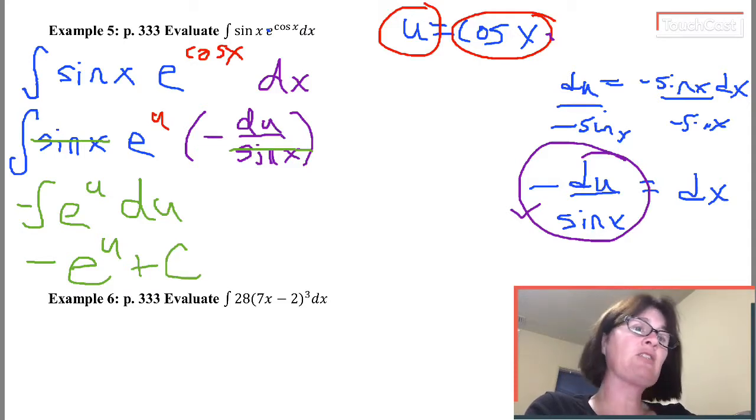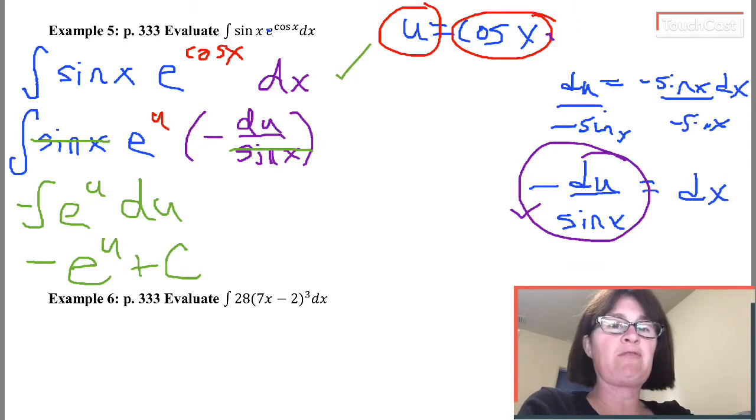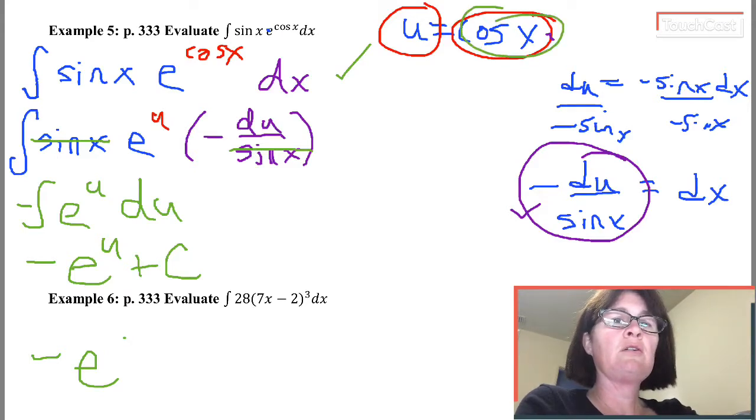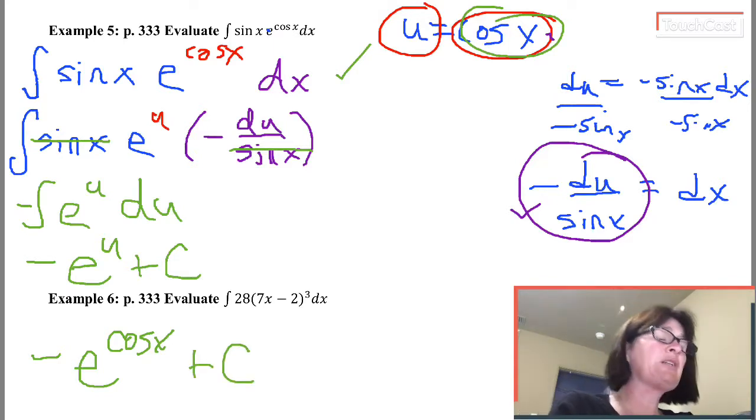That's a pretty good answer, but notice that my original problem had x's in it, so I'm supposed to report my final answer in terms of x. So this is going to be negative e to the cosine x plus a constant. And you can check.